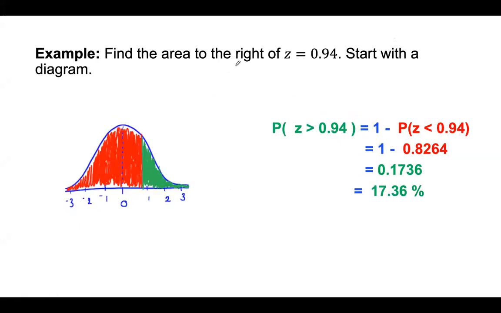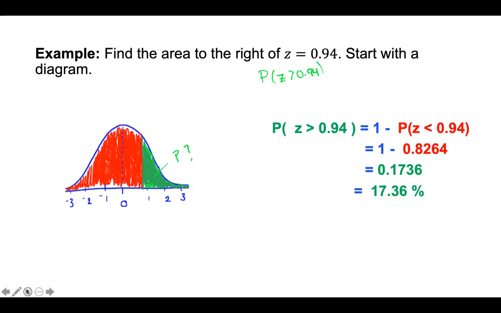What about finding the area to the right? So finding the probability of Z being greater than 0.94. Well, this particular area over here is what we're looking for. But the table only gives us the area to the left. So we're going to have to take the whole area, which is 1, minus this area to the left. So this is equal to 1 minus the probability of Z being less than 0.94.